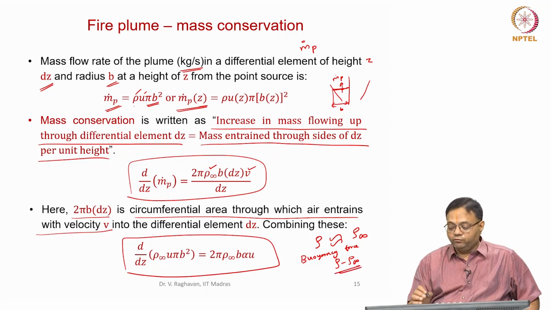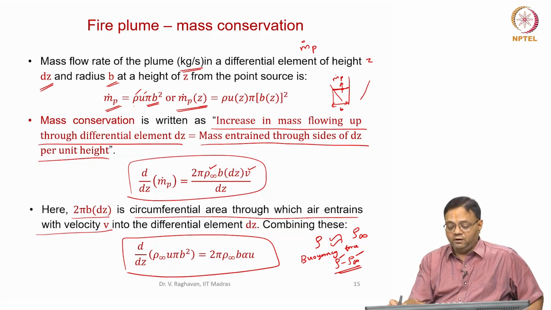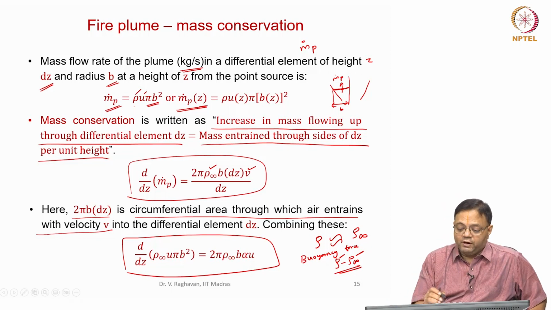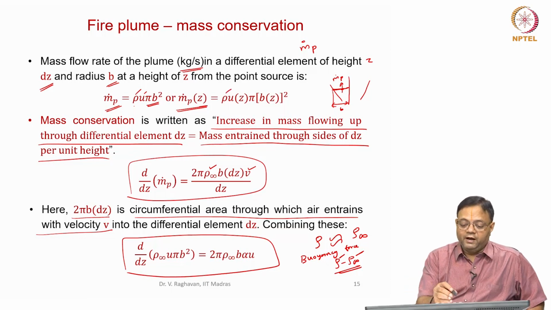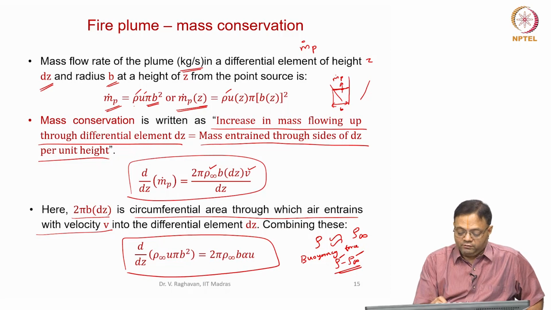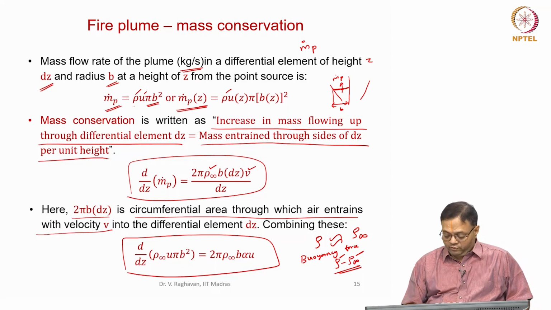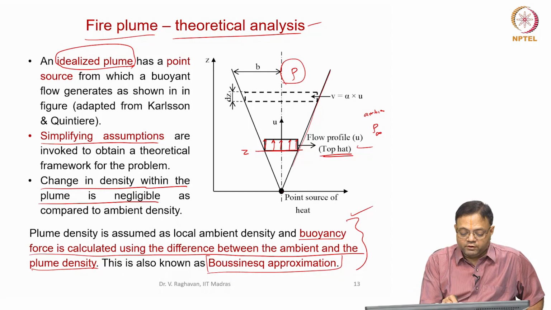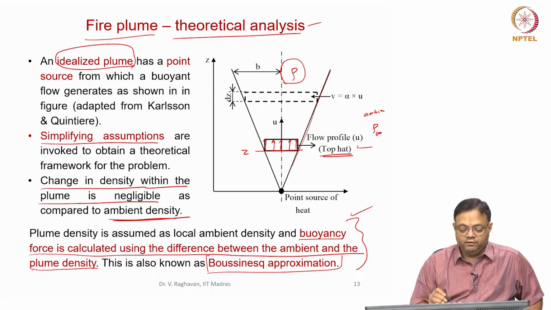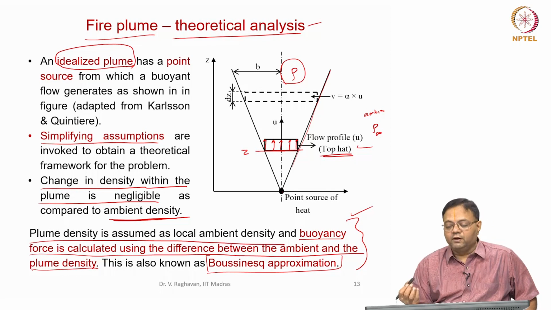Do you understand? So, that is very important. Here rho is calculated as a function of the plume temperature, and rho infinity is calculated as a function of the ambient temperature. But in the conservation equation, rho is replaced by rho infinity straight away. Here, rho u pi b square is written as rho infinity u pi b square. That is the approximation. As per this assumption, the change in density within the plume is negligible compared to the ambient density. The plume density is assumed as the local ambient density at a particular point.